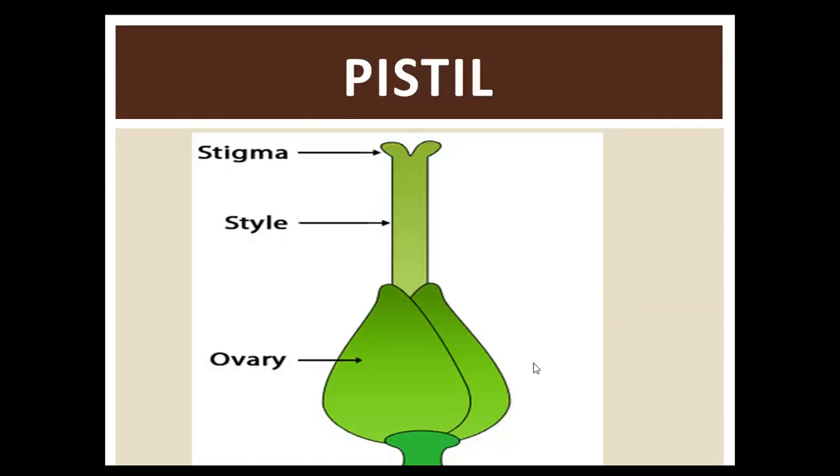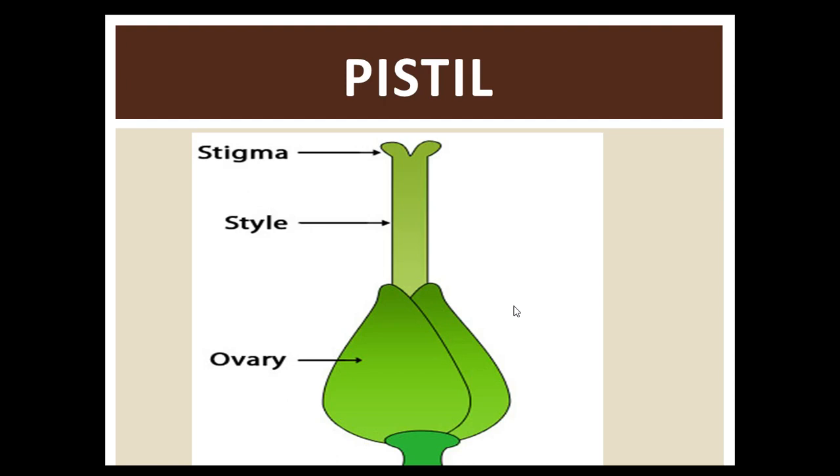So here you can see the figure of a pistil. Three main parts are there: stigma at the top, style in the middle, and ovary present at the bottom, or we can say at the base. So this is the structure of pistil.